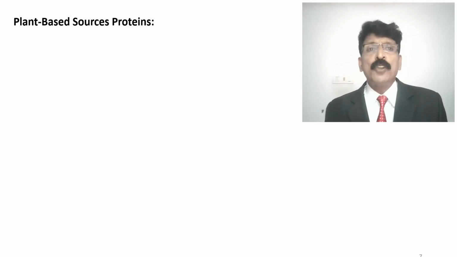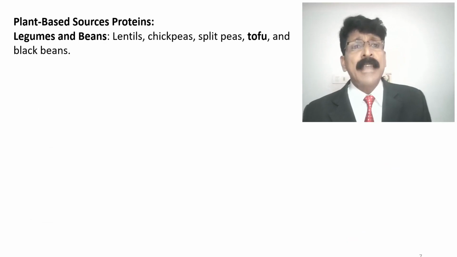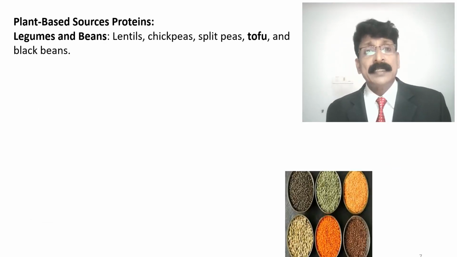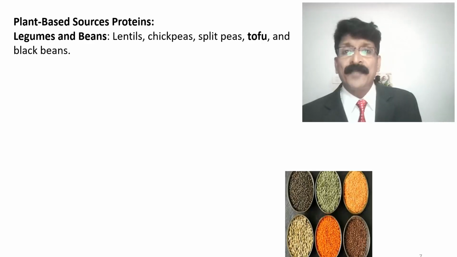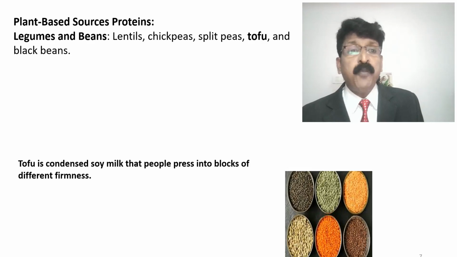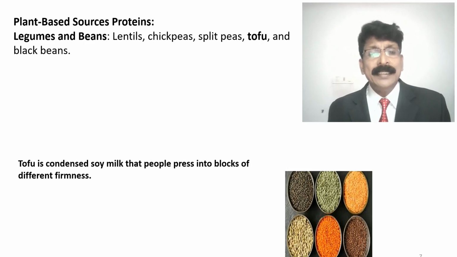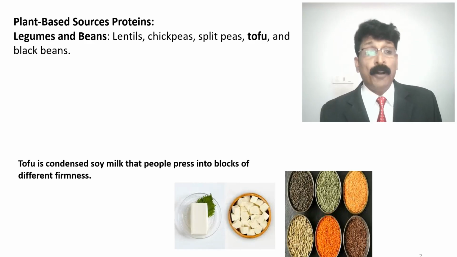Plant-based sources for proteins: legumes and beans like lentils, grains, chickpeas, split peas, tofu and black beans. Tofu is condensed soya milk that people press into blocks of different firmness like this, like a paneer which you prepare from the milk.